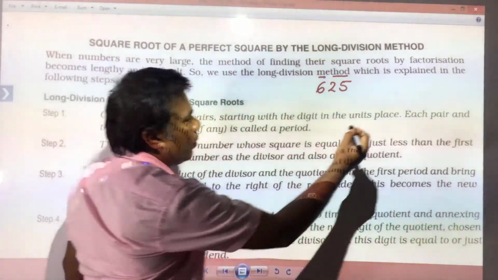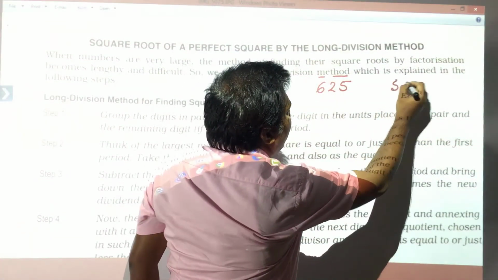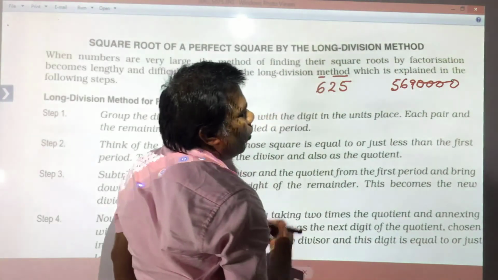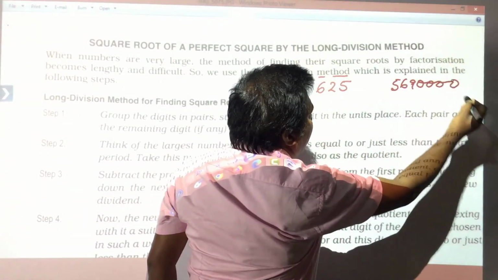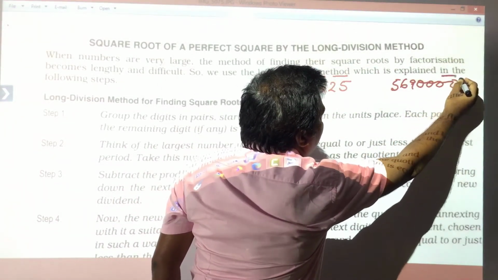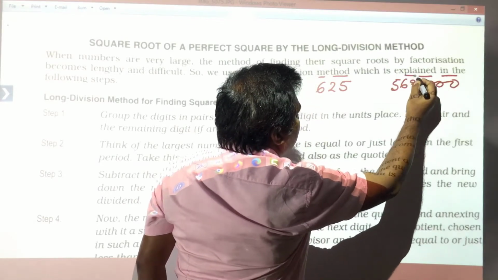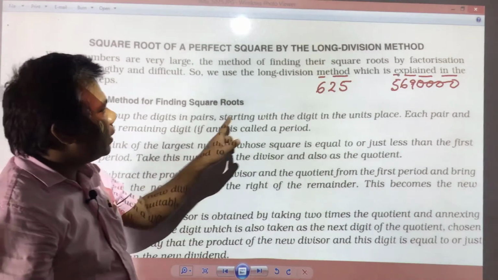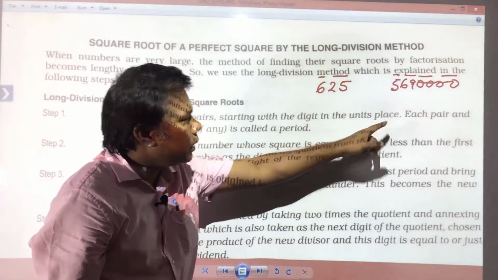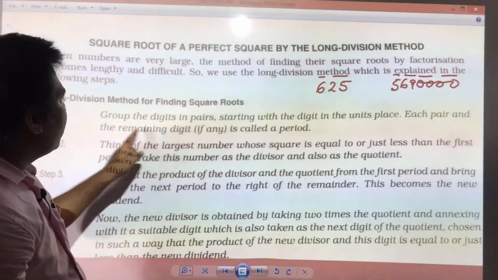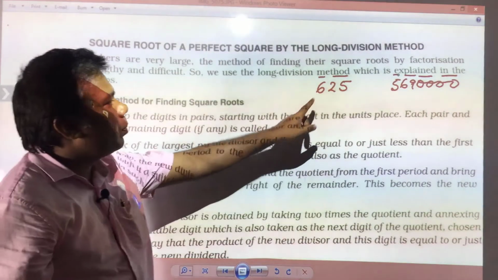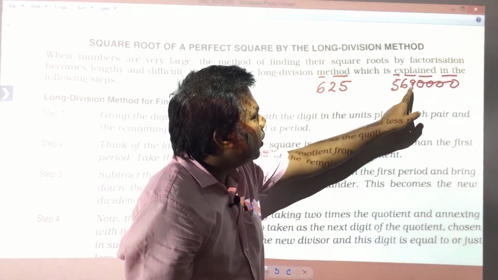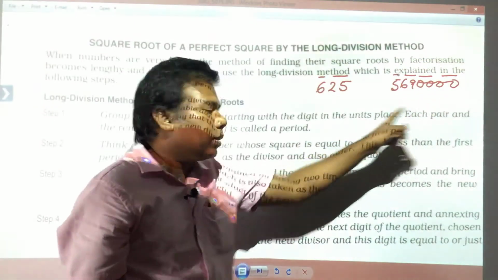If you have a bigger number, suppose 5, 6, 9, 0, 0, 0, 0, what do we need to do? Again we start from the unit digit and pair the numbers like this. So, group the digits in pairs starting with the digit in the unit place. Each pair and the remaining digit, if any, is called a period. So, this is called a period. Here you have 2 periods, and here you have 4 periods.